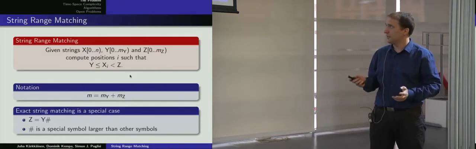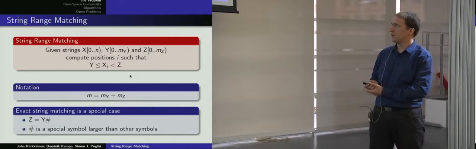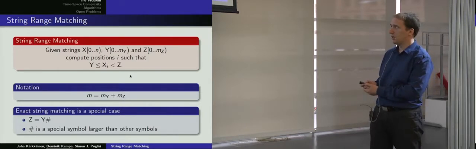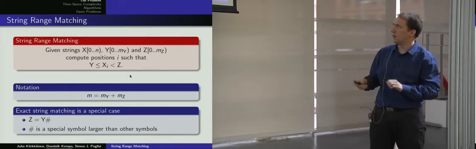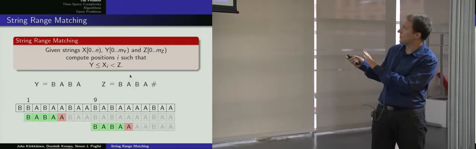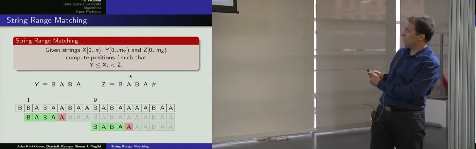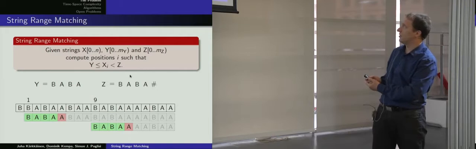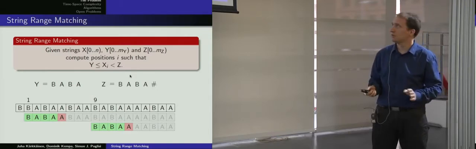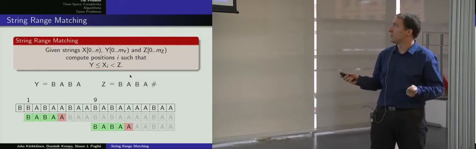And this indeed is a generalization of string matching because we can solve string matching as a special case. So we just have to set the other pattern, z, to be y concatenated with hash, a special symbol that is larger than all other normal symbols. And as you can see from this example, if z is defined like that, then all the suffixes of the text that belong to the lexicographical range defined by these two patterns have y as a prefix. So the output of string range matching on this instance will be the same as string matching.